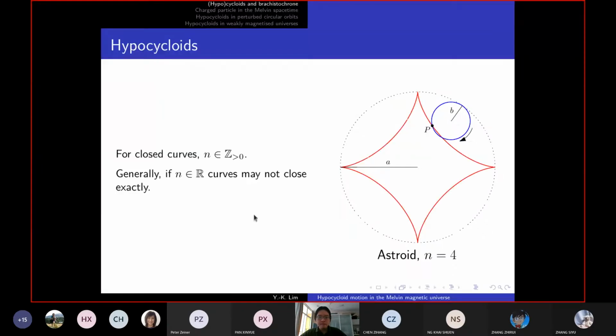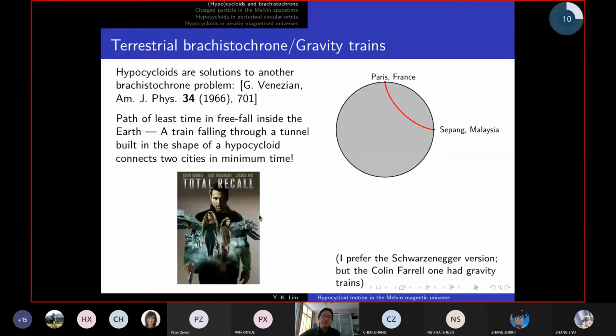Yeah. So hypocycloids are also a solution to another brachistochrone problem. But instead of a uniform gravity, we are talking about a brachistochrone problem that takes place inside the Earth. So inside the Earth, the gravitational field is a bit different. It has a spherical symmetry, and it arises in the concept of the gravity train. It is outlined by this paper from 1966, and the concept is the following.